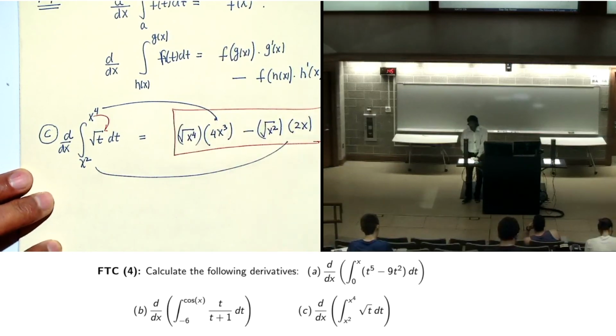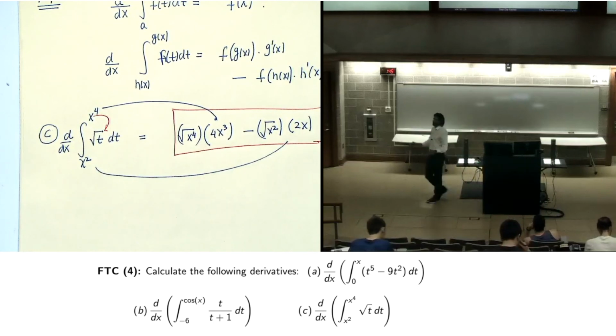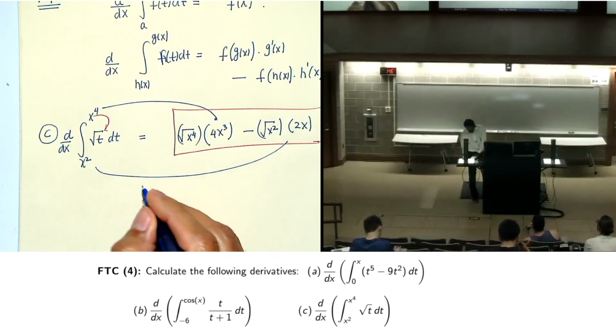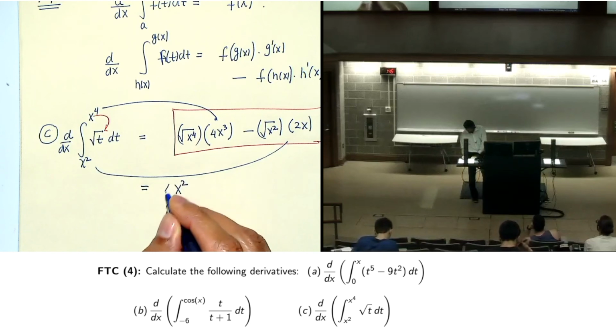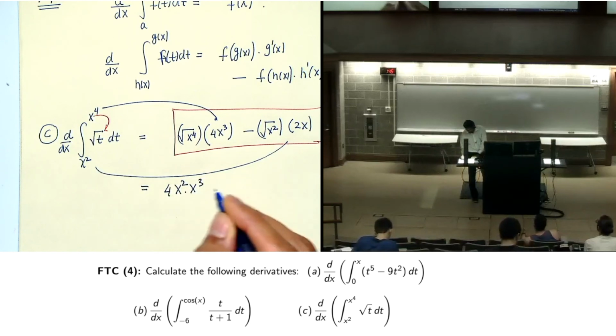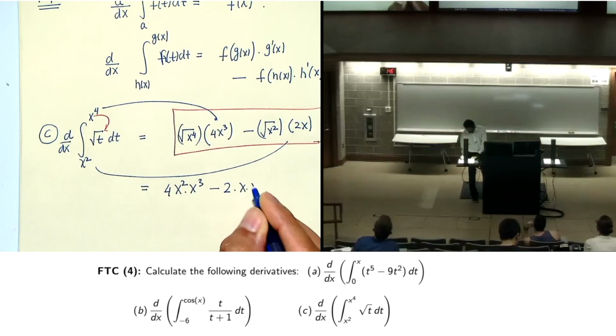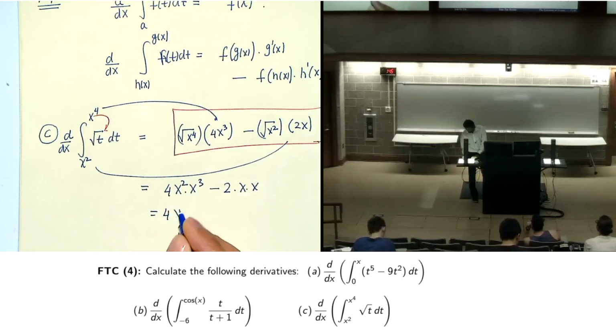You can simplify, but if you're not feeling like it, that's fine. You can simplify because the square root of x to the 4 is x squared. Let's do it, it's just one step. This is going to be x squared times 4x cubed, and this is going to be 2 times x. So this is going to be 4x to the 5 minus 2x squared.